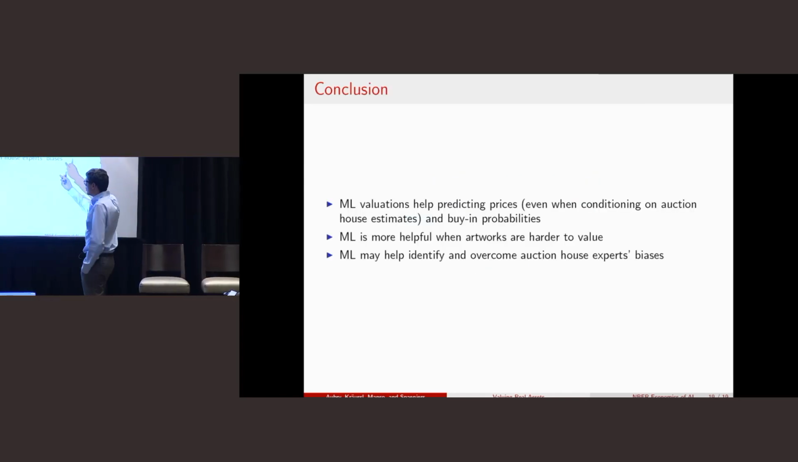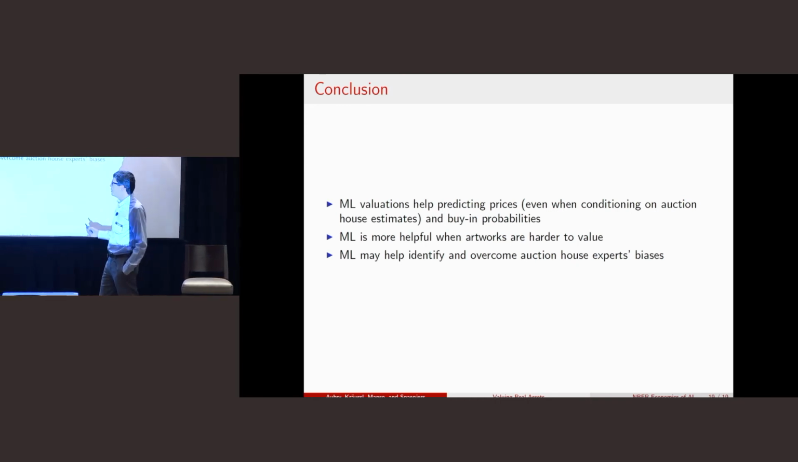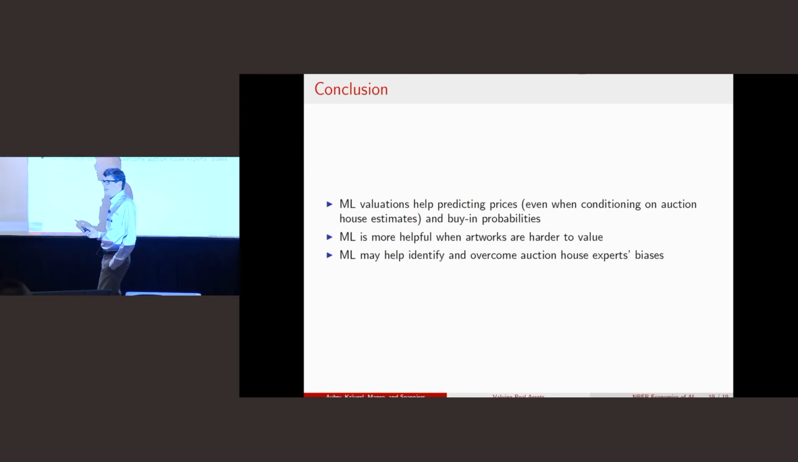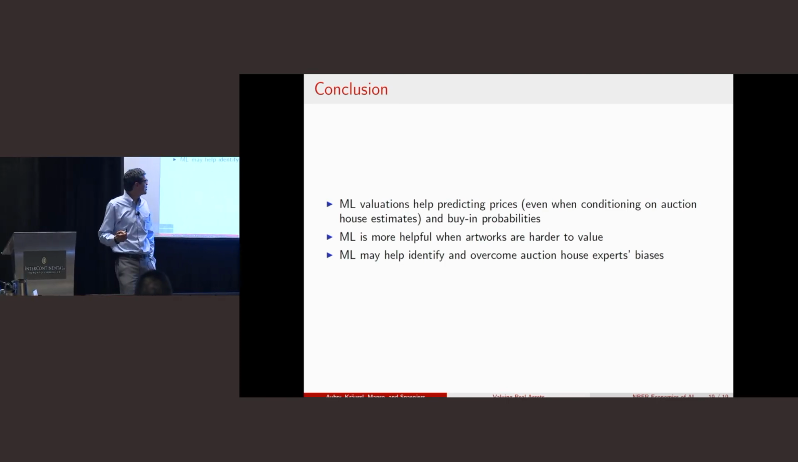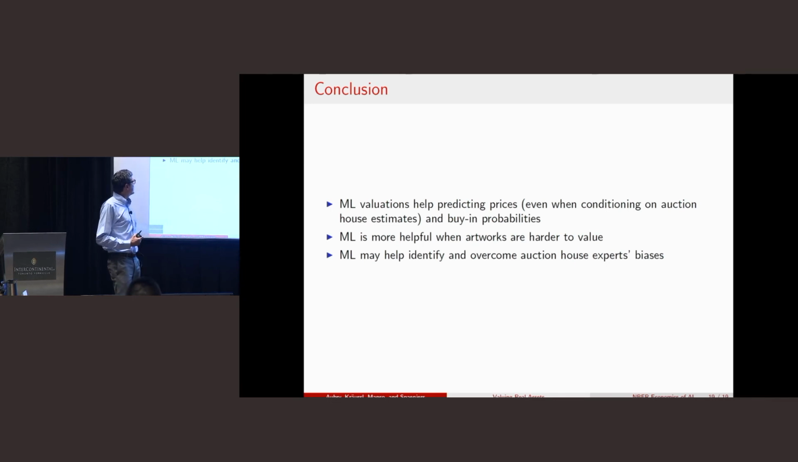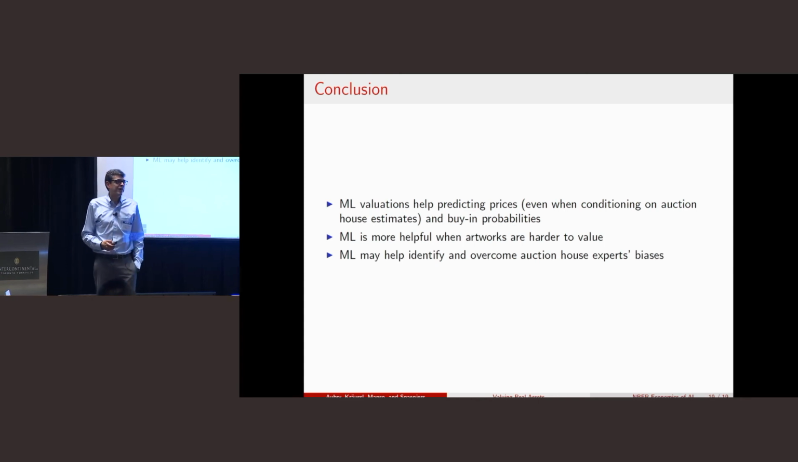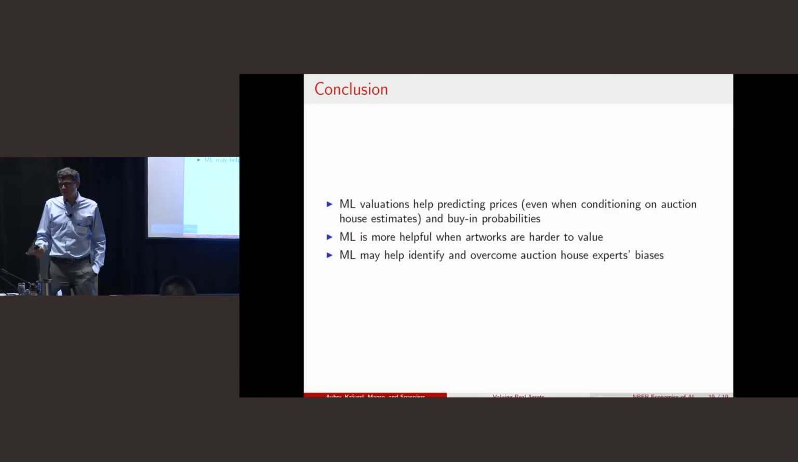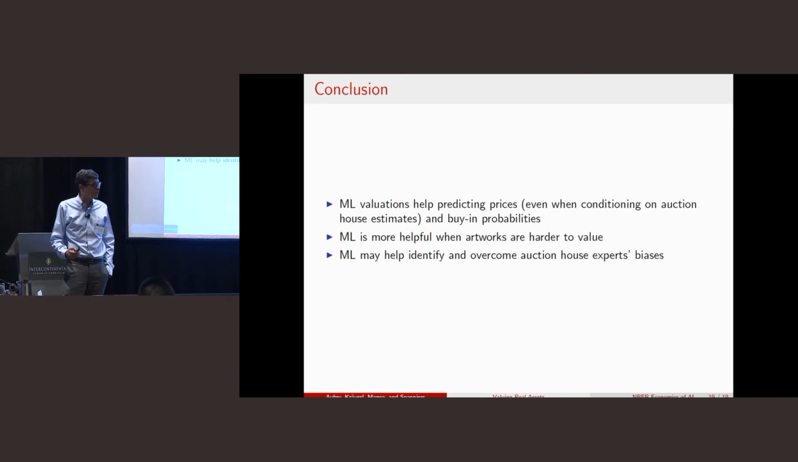To conclude, we find that machine learning helps predict prices and buy-in probabilities in this art market, which is a complex task, I would claim. The machine learning techniques are more helpful when the artwork is harder to value. There's more uncertainty, more volatility for that artist. And it can actually identify and overcome some human biases, such as this tendency to ignore recent data and slow adjustments of posteriors. Thank you.